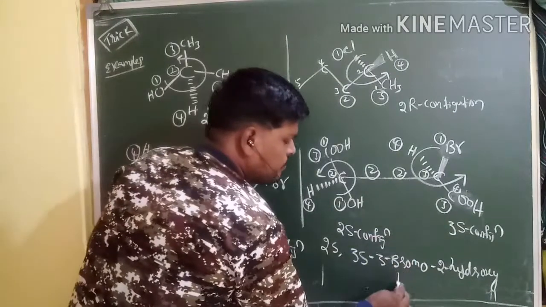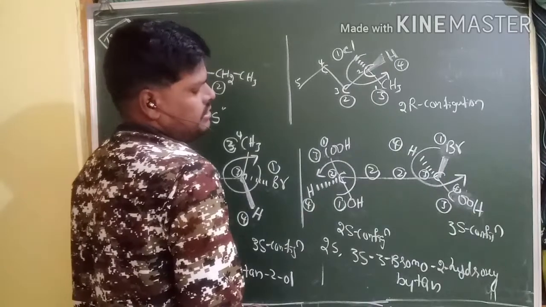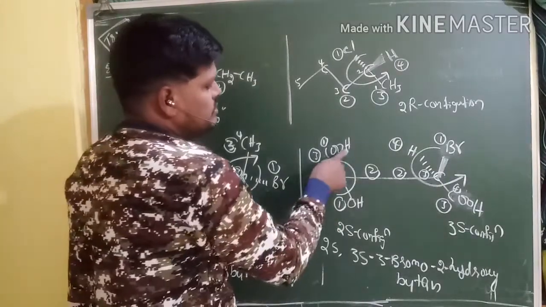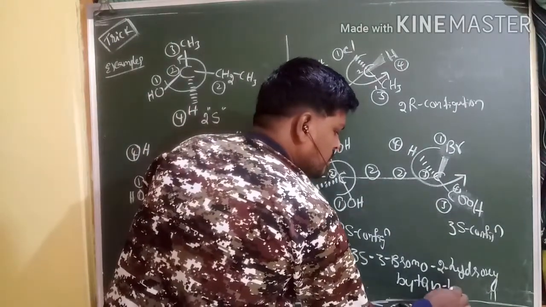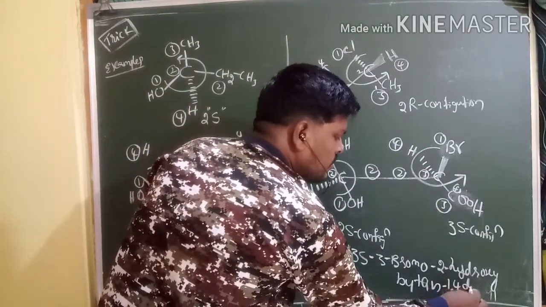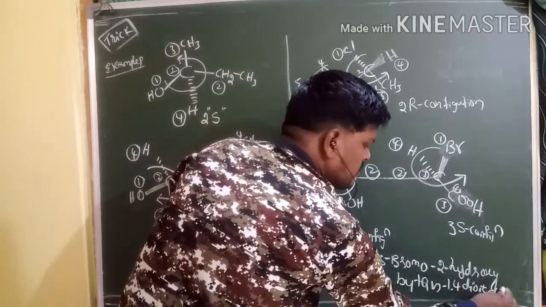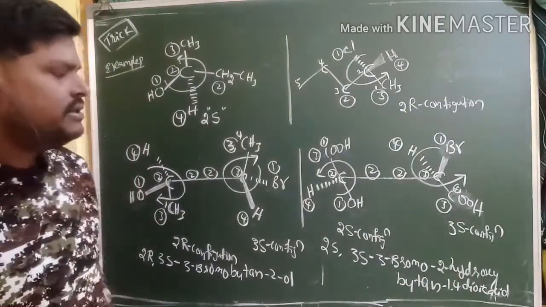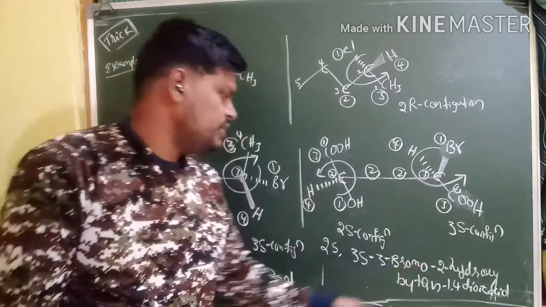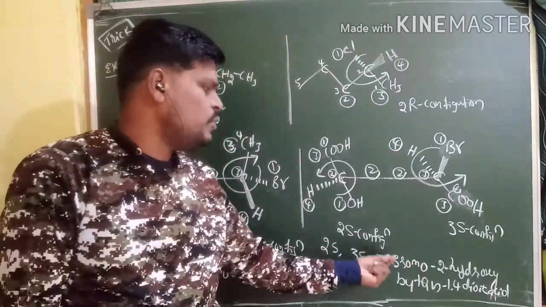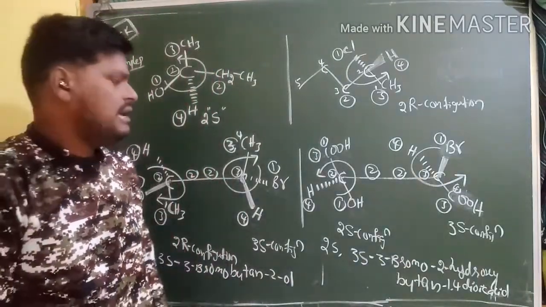Longest chain is 4, and all are single bonds, so butane. And here from 2 functions we have COOH and COOH, position 1, comma 4. That's why 1, comma 4 dioic acid. Dioic acid, because COOH suffix is oic acid. That's why butane 1,4 dioic acid: 2S, 3S, 3 bromo, 2 hydroxy butane 1,4 dioic acid.